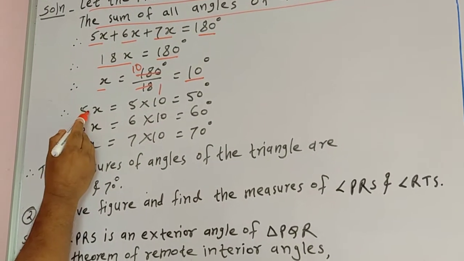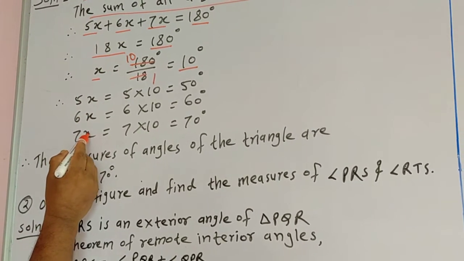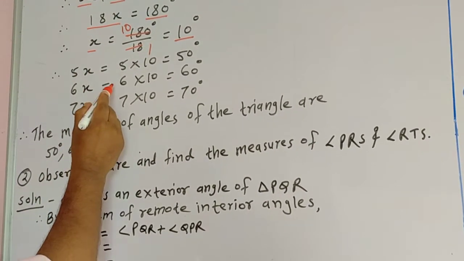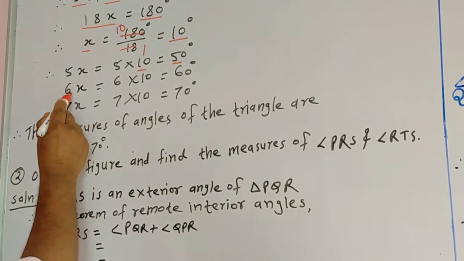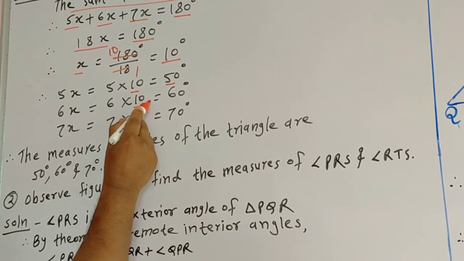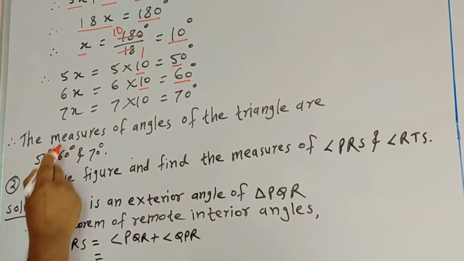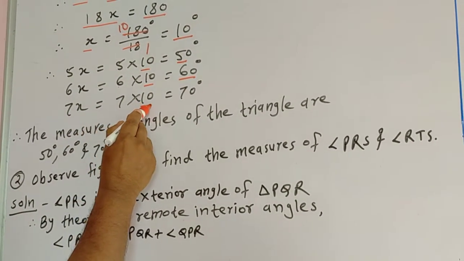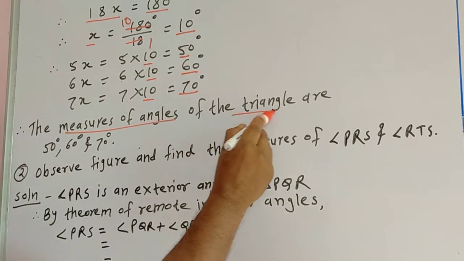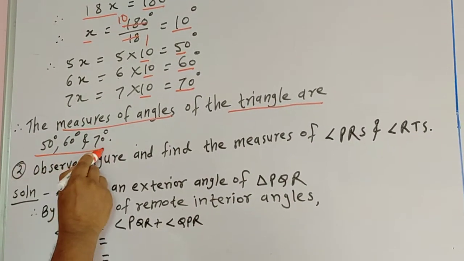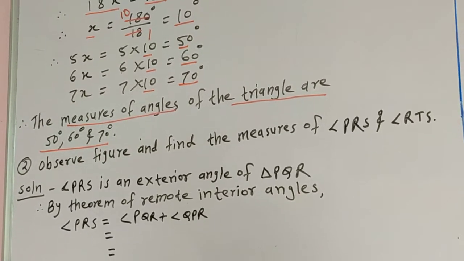Then find the values of 5x, 6x, 7x by substituting the value of x. 5x is equal to 5 into 10 equal to 50 degrees. 6x equal to 6 into 10 equal to 60 degrees. 7x is equal to 7 into 10 equal to 70 degrees. Therefore the measures of angles of the triangle are 50 degrees, 60 degrees and 70 degrees.